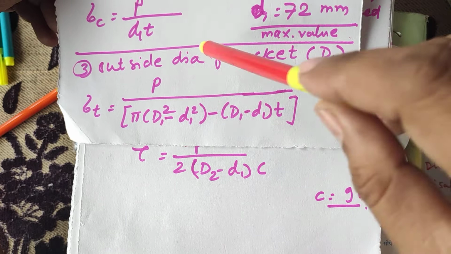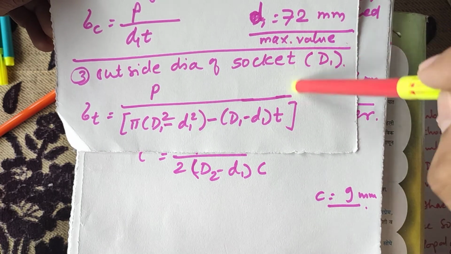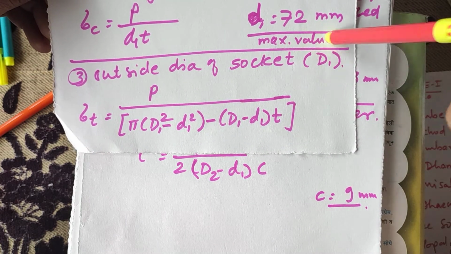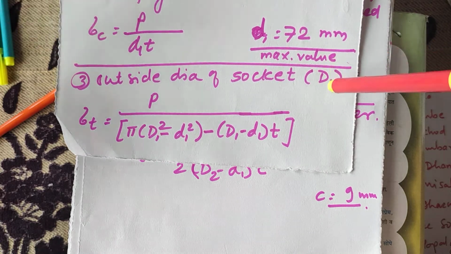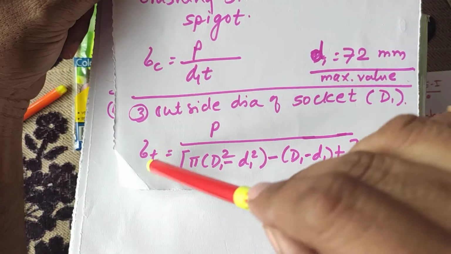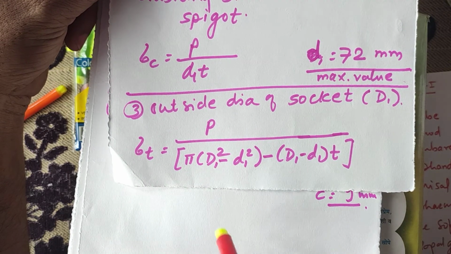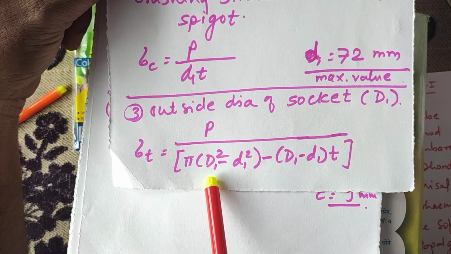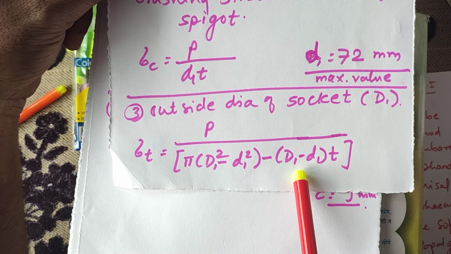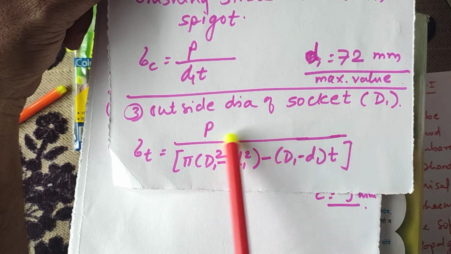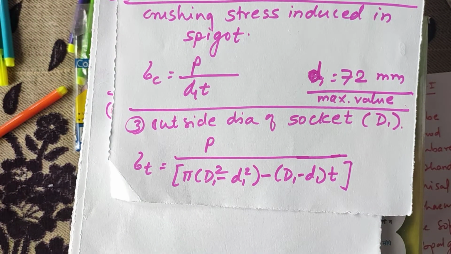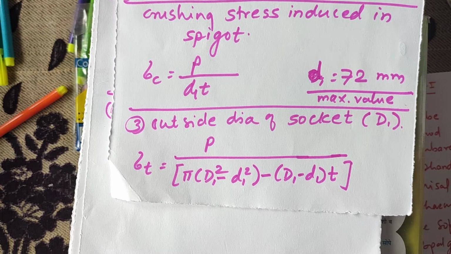Third dimension, the outside diameter of the socket, that is capital D1. For this, we will consider the tensile stress sigma T acting on the socket. For this, P upon pi into D1 square minus small d1 square minus D1 minus d1 into T. So this is the area on which the stress is acting, for the socket diameter D1.